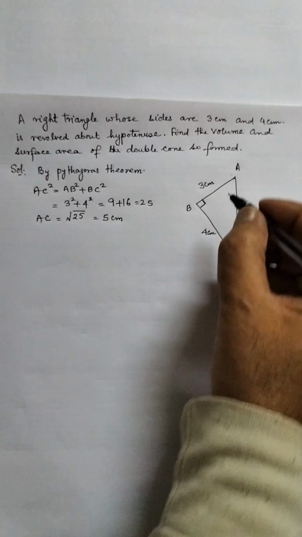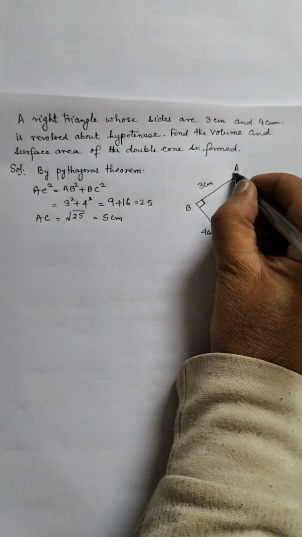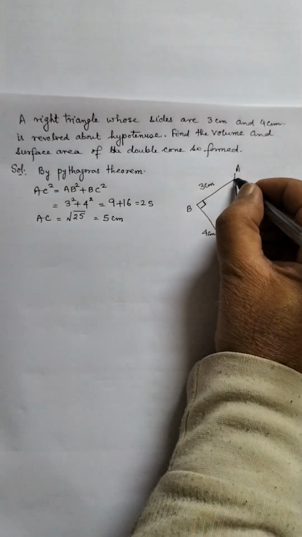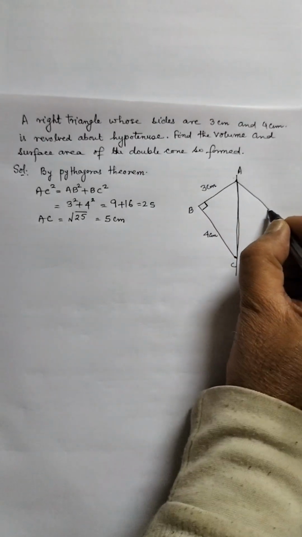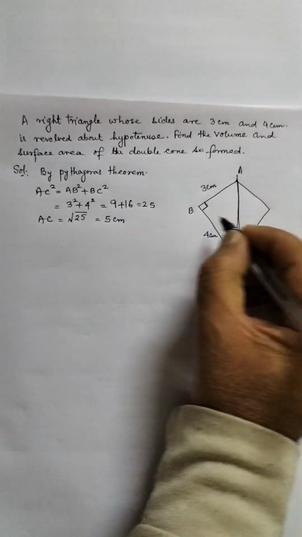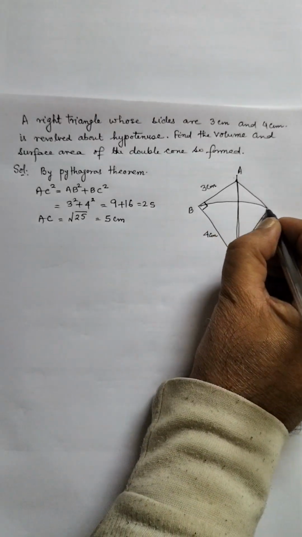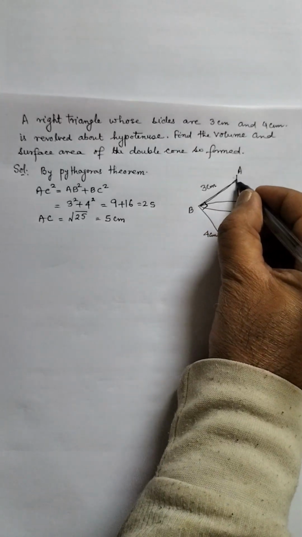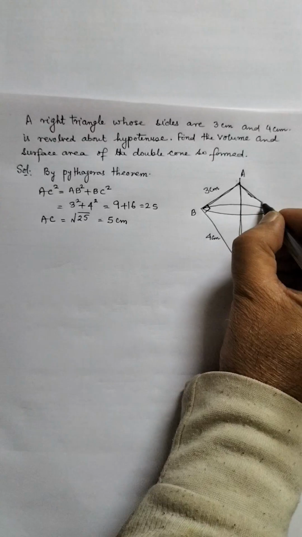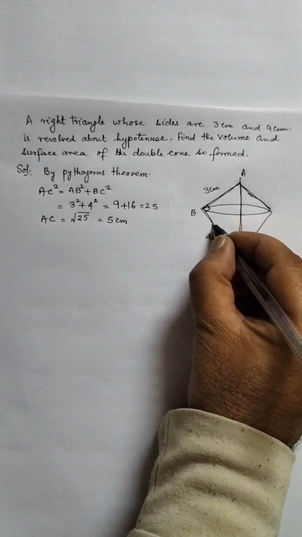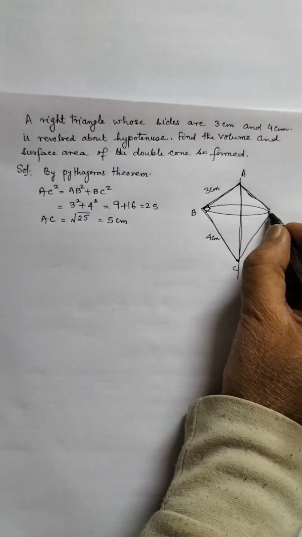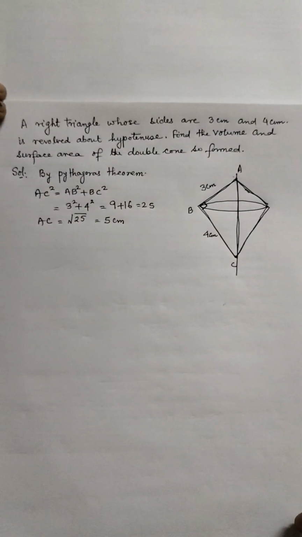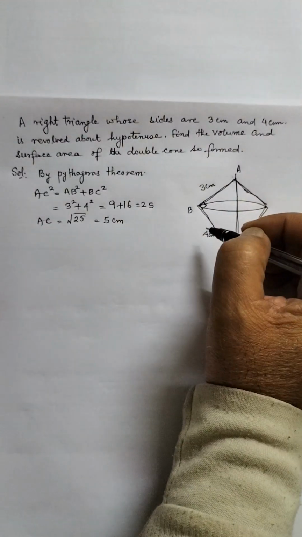Now this triangle is revolved about the hypotenuse. This is the hypotenuse and it so generates a double cone. That means it is just revolved about this and we get two cones. One cone, this one, and another cone, this one. We have to find the volume and the surface area of this double cone.